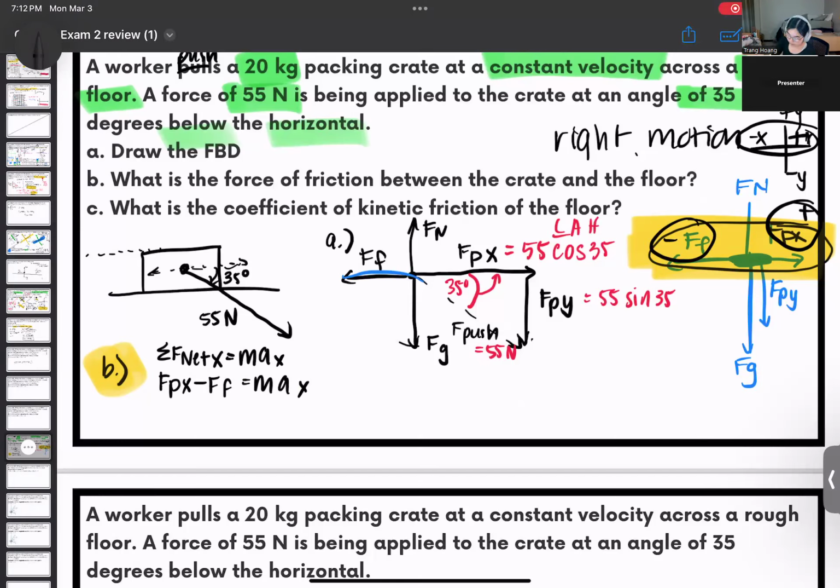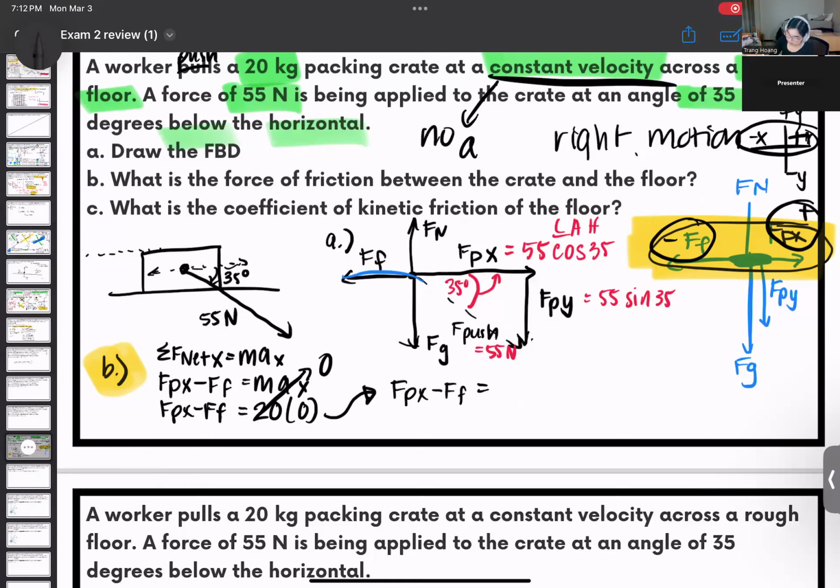What you're going to be left with, of course, is this mass of 20 kilograms times an acceleration. Is there an acceleration? So I'm going to ask you next. Look at there. Is there an acceleration? It says constant velocity. No acceleration. So times 0, everything goes to 0. What we're going to have is FPX minus FF is equal to 0. Now, if I add FF to get rid of the negative, what I get is FPX is equal to FF. That means this x value right here is equal to that.